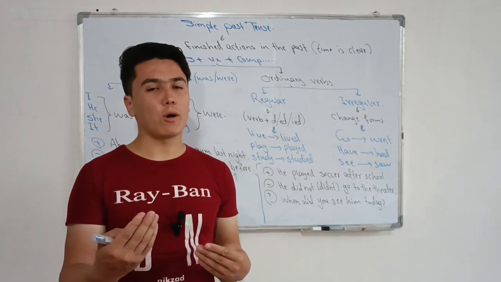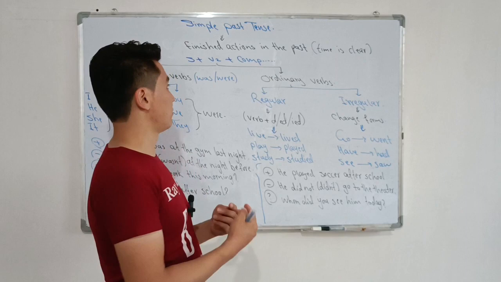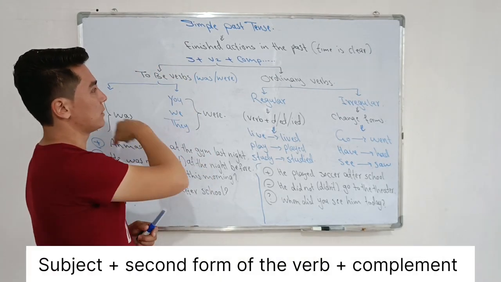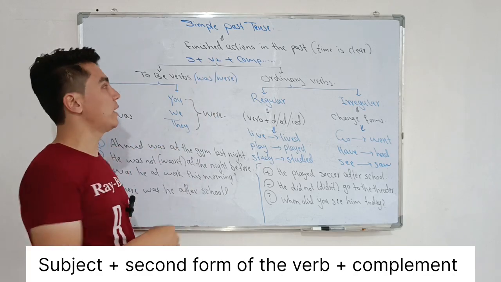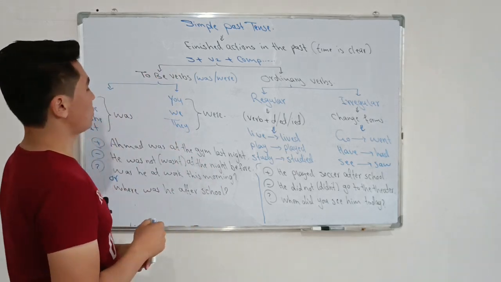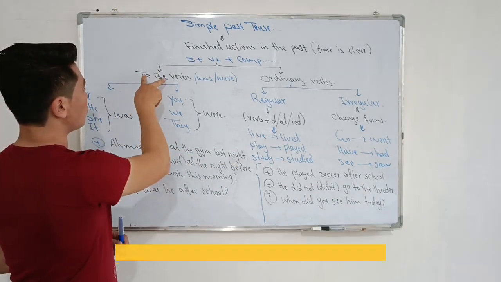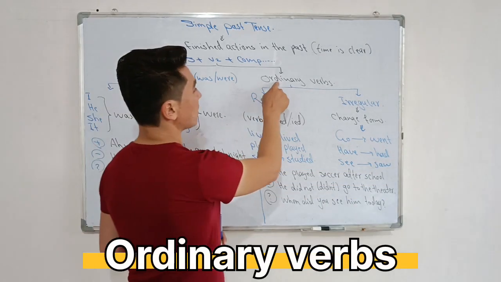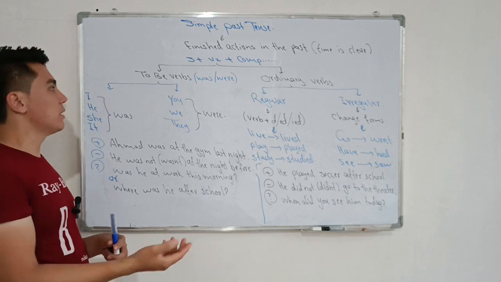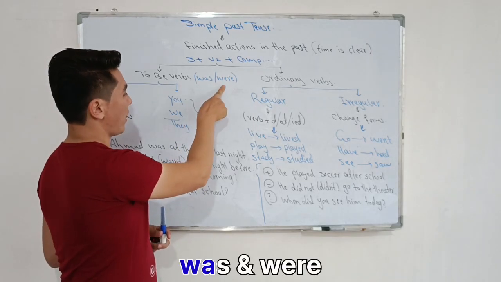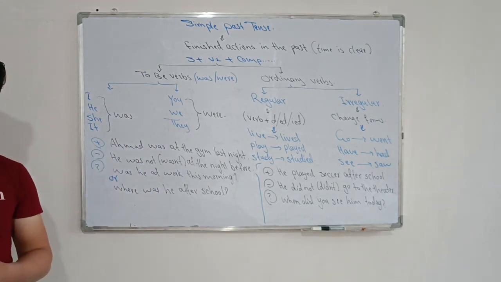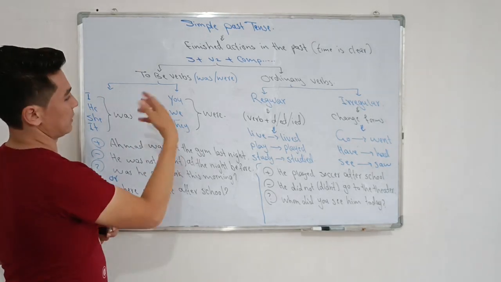And we can form simple past tense with the structure that we have written here on the board. The structure is that we have the subject in the beginning of the sentence, and then the second form of the verb, and then the complement. This is a very simple structure, but we can divide it into two types: to-be verbs in simple past tense and ordinary verbs in simple past tense. The to-be verbs that we have in simple past tense are was and were. These two to-be verbs are used differently in simple past tense.